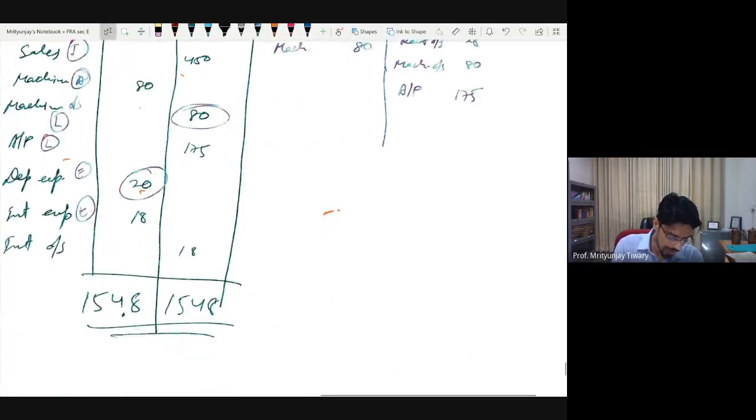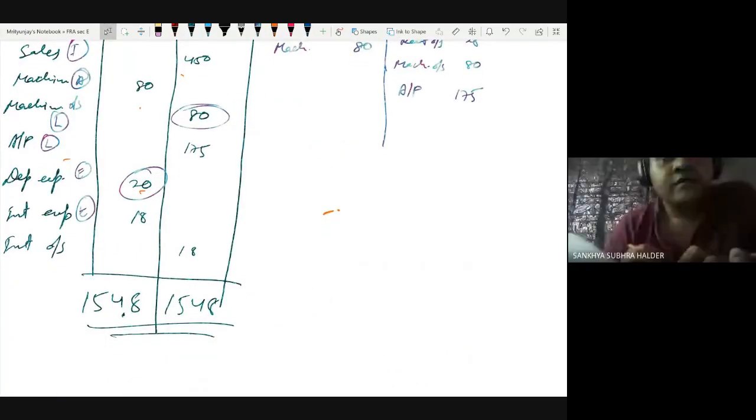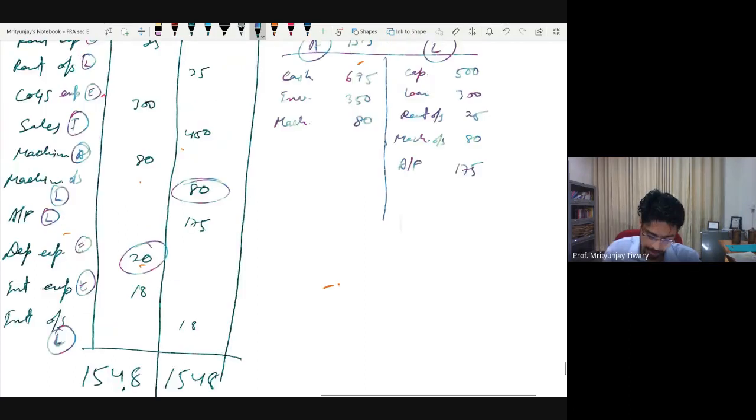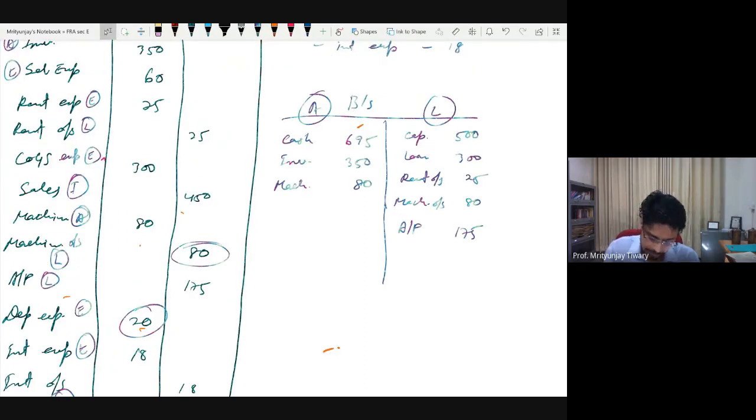Last one, interest outstanding. Liability. This represents the fact that now you are supposed to pay interest. That is why this is a liability. So in the liability side of my balance sheet, I will write interest outstanding of 18 lakhs. And that's it. You see how easy the process was?